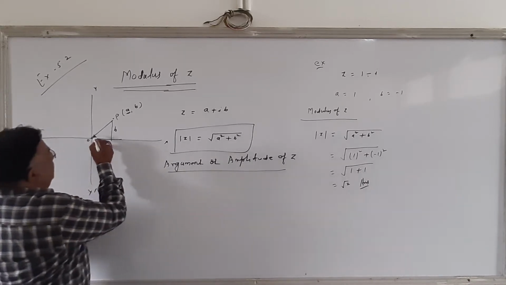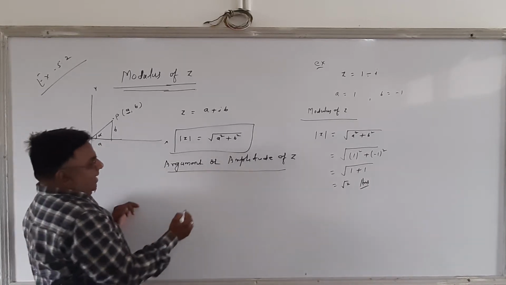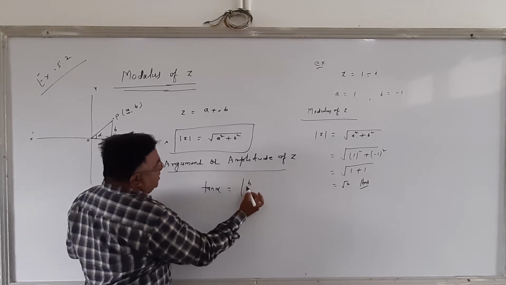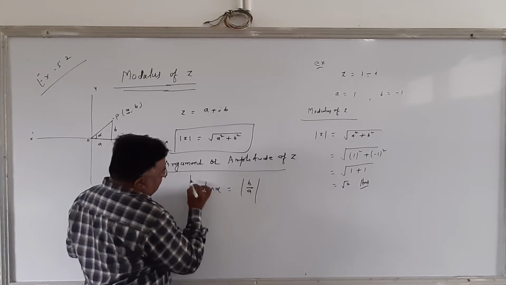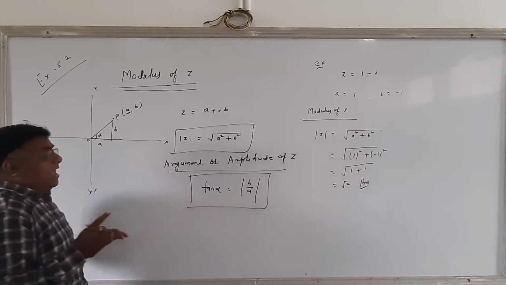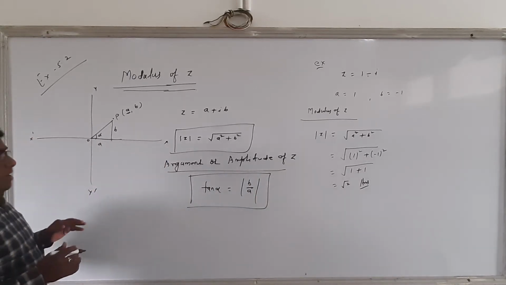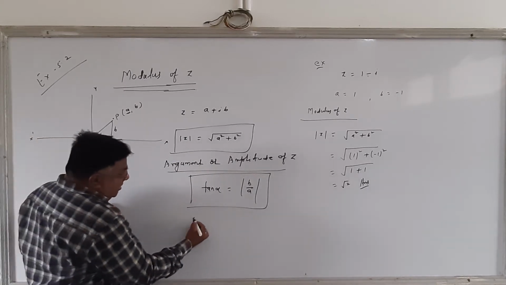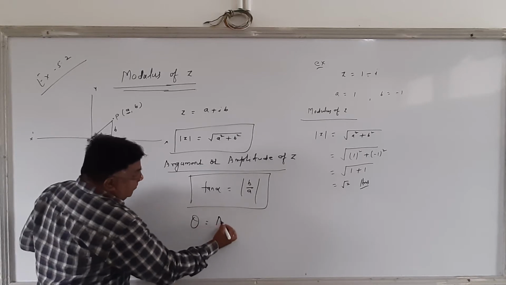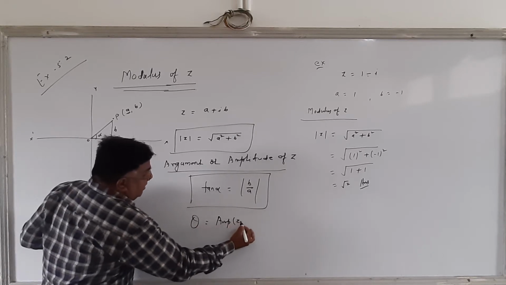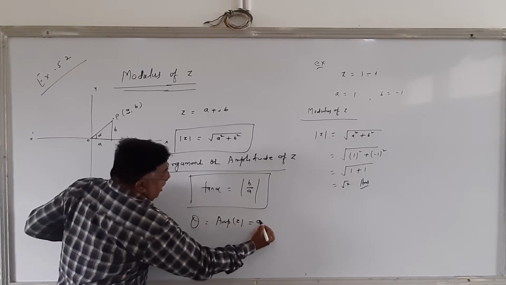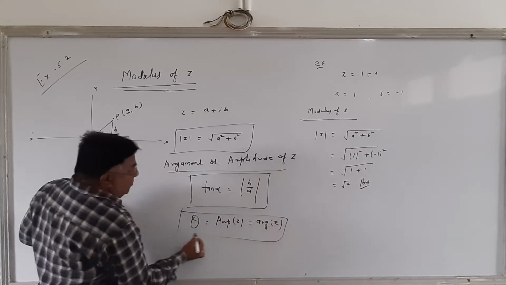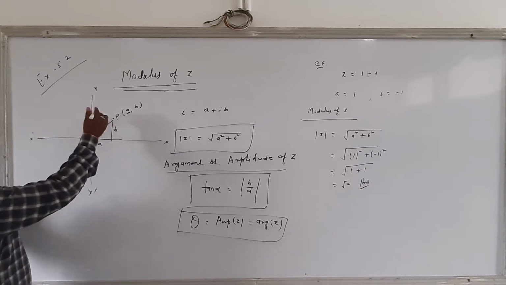First thing, let this angle be alpha, and now find tan alpha. Tan alpha equals mod of b upon a. This is the identity. But alpha is not the amplitude. Argument is not alpha. Amplitude is denoted by theta. So theta, the amplitude of z, otherwise the argument of z, is denoted by theta, and theta depends on the quadrant. There are four quadrants.